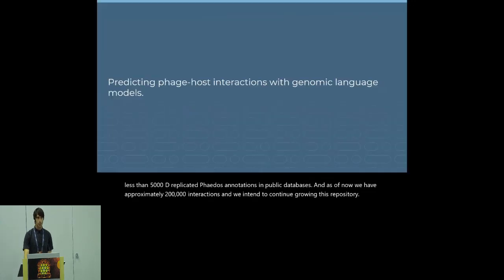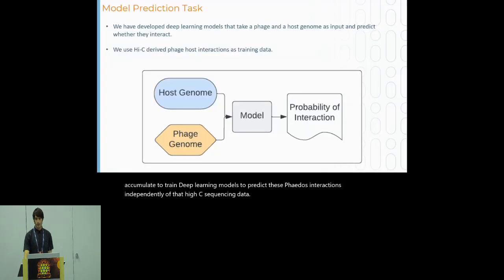So the second component of our proposal was to utilize the phage-host interaction data we accumulate to train deep learning models to predict these phage-host interactions independently of that Hi-C sequencing data. There are a few different ways to format this task, but for the model that I'm talking about today, the task is defined as a binary classification problem. In this approach, the model takes a phage and a host genome as input and predicts the probability that the phage infects the given host. For training, we use our highest quality Hi-C-derived phage-host interaction annotations as the training labels for this dataset.